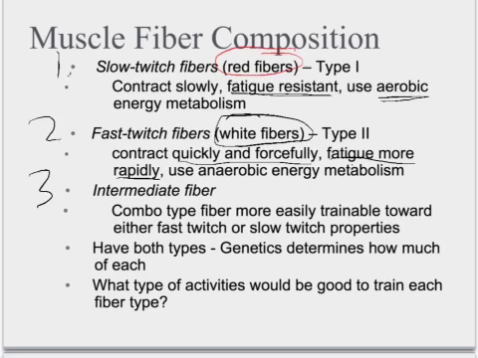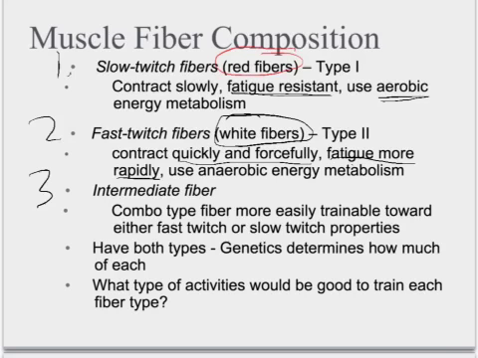Slow twitch fibers are going to be red simply because they require more oxygen, which makes sense as to why they're red. And then the third type down here, intermediate fibers, are going to kind of be a combo of the two. Intermediate fibers are, depending on what I'm doing, pretty easily trained to be more like slow twitch or more like fast twitch.